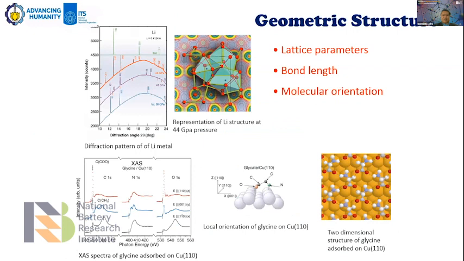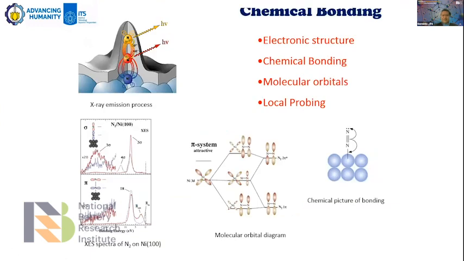This is the information about this study using XRD, like lattice parameter, length, molecular orientation. This is the local orientation like this, two-dimensional structure and so on. Some of this study, we will give us an example of this synchrotron X-ray.